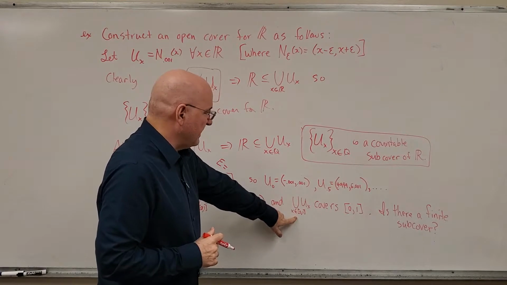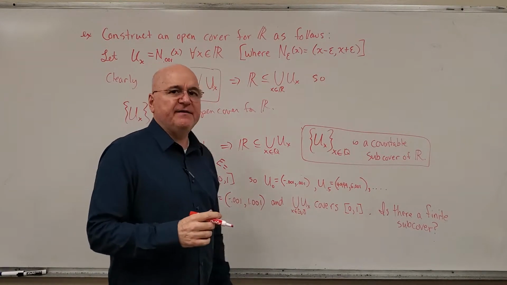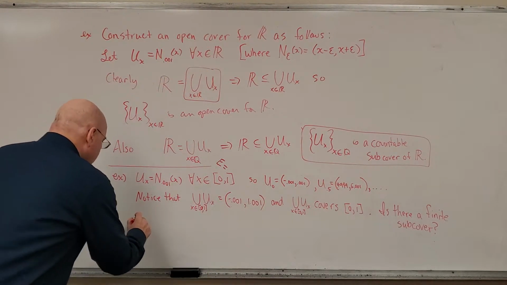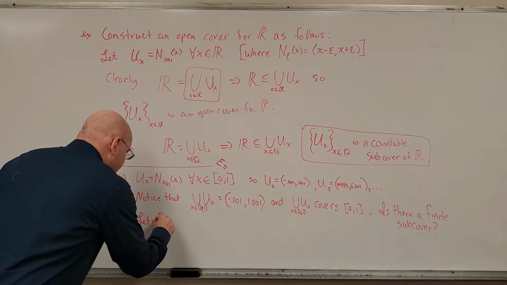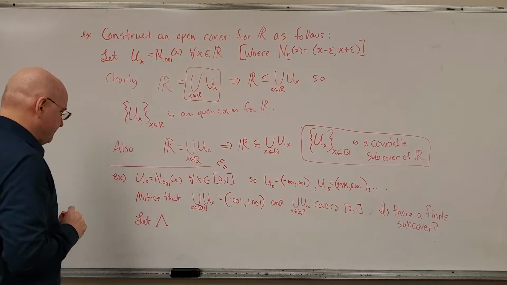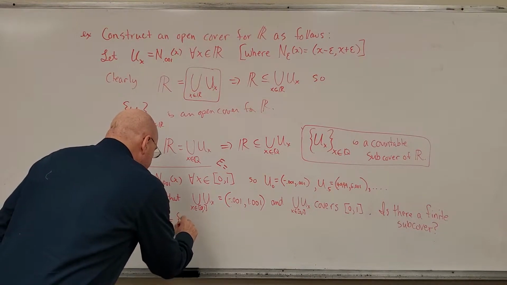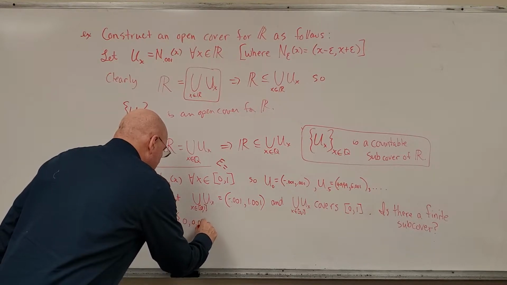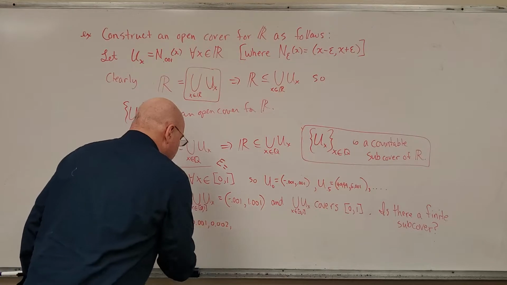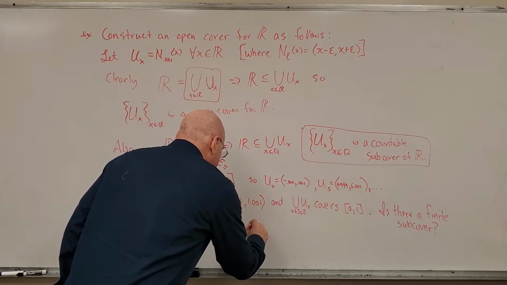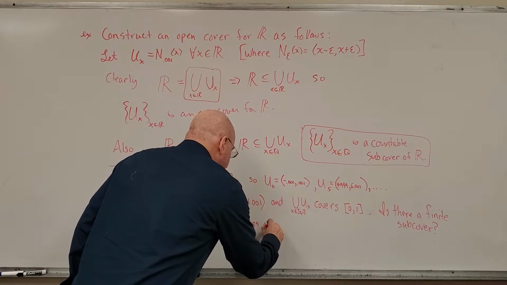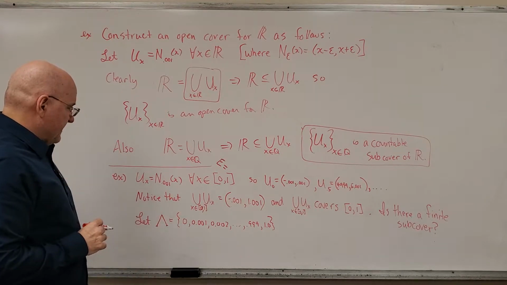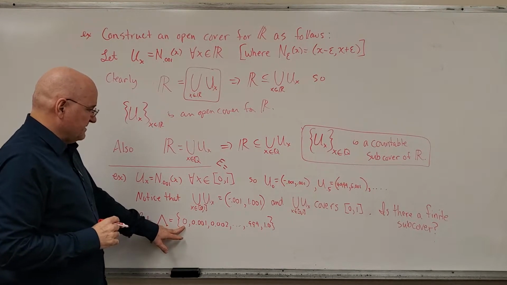So, like we just said here. Now, is there a finite subcover for that? Well, in fact, there is. Let's see, I think this is a capital lambda, equal to the set 0, 0.001, 0.002, go all the way up to 0.999 and 1.0. So this set looks like it would have about 1,001 elements, since we've got the 0 element in there as well.